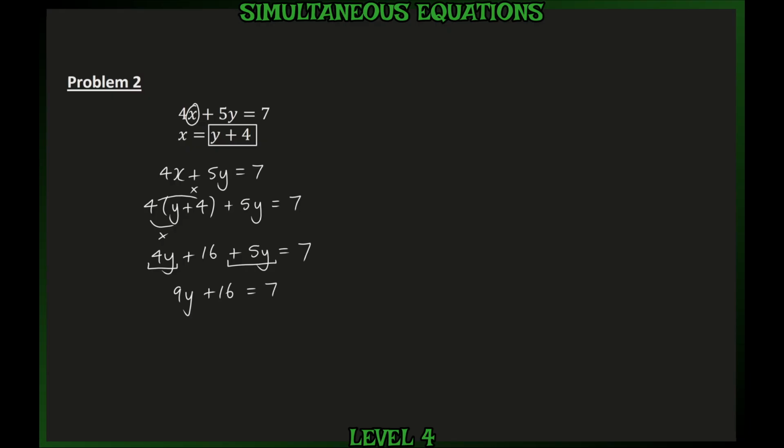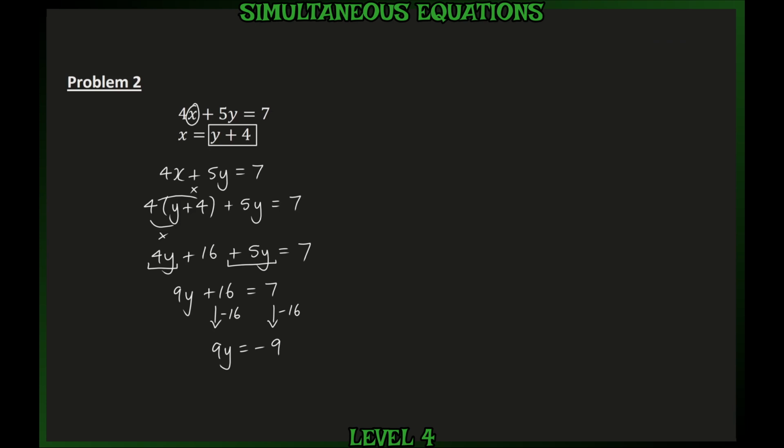We can continue solving now by removing the plus 16 from the left, and we can do this by subtracting 16 from the left and doing exactly the same on the right. And on the left, the plus 16 and the minus 16 cancel out to give us 9y, and on the right, 7 minus 16 is minus 9.